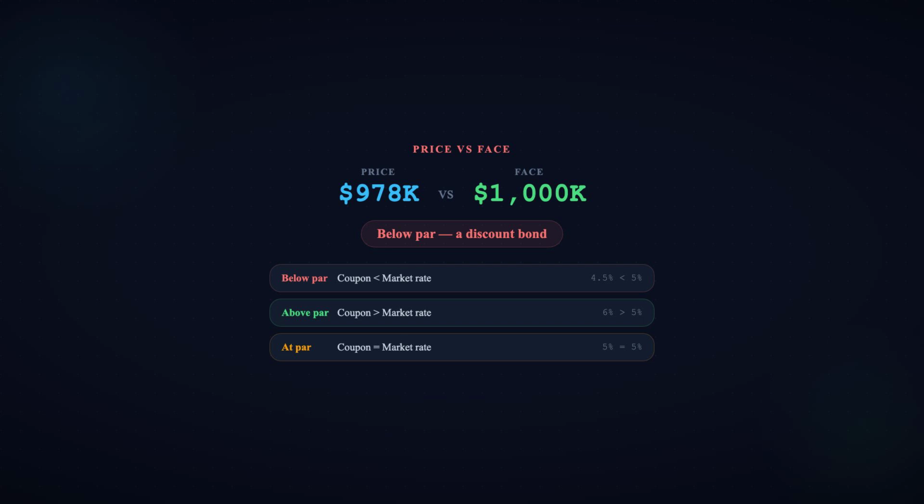If you hold to maturity, the seesaw does not affect your coupons or your principal return. But if you need to sell before maturity, the market price is what you get. And that price moves inversely with rates.